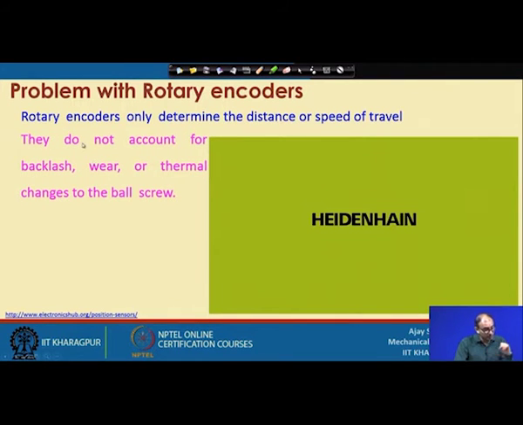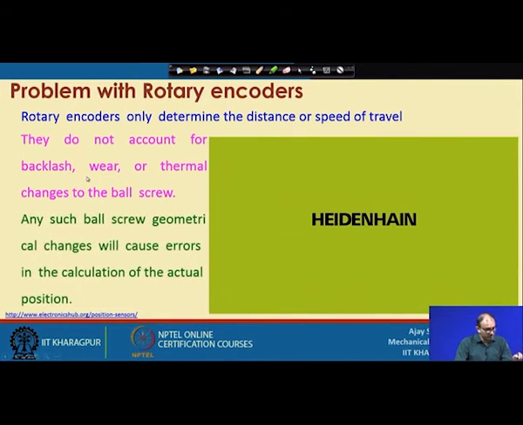But what is the problem? Suppose your lead screw has a backlash or wear or thermal changes of the ball screw, then it will not account for this, because these are mechanical parts and your rotary encoder does not have any feedback device which will account for this problem. Any such ball screw geometrical changes will cause error in the calculation of the actual position. So, let us see what is going to happen with the position accuracy if you are using a rotary encoder for linear motion with backlash or thermal changes.